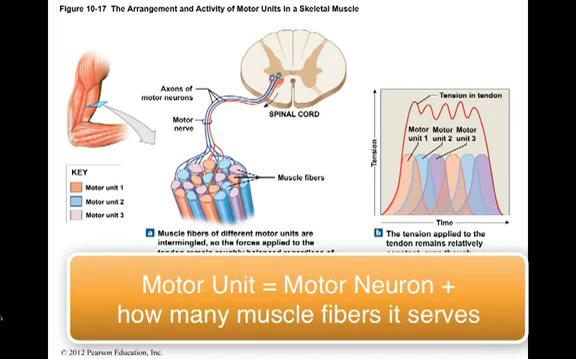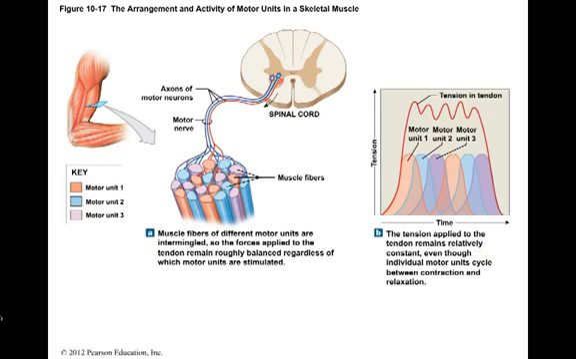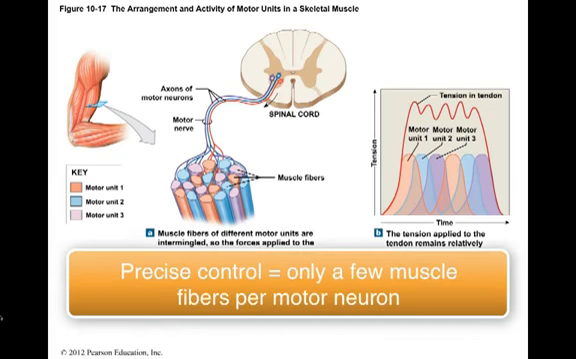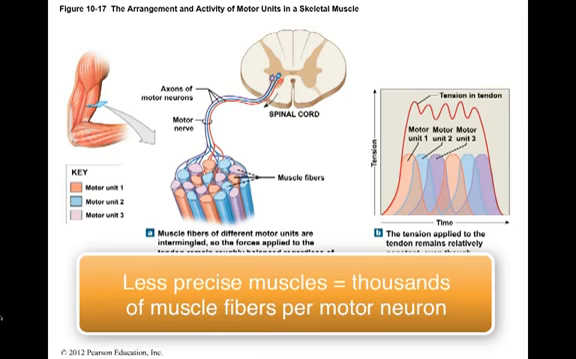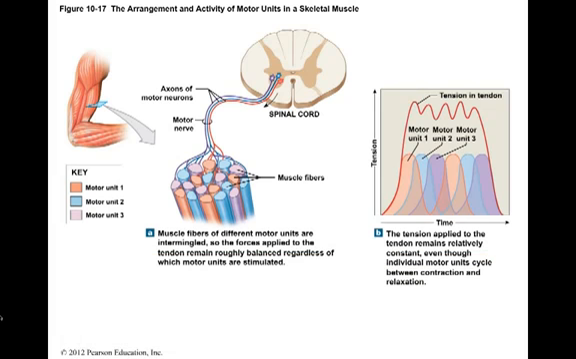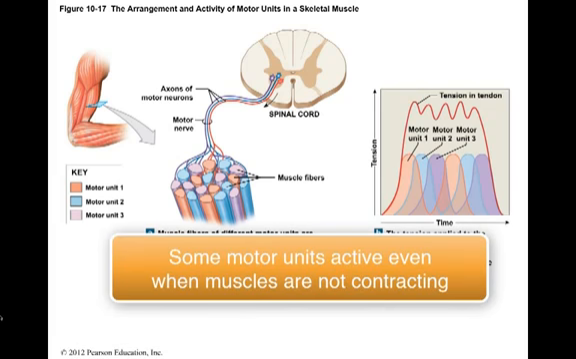The size of a motor unit is an indication of how fine the control of the movement can be. In the muscles of the eye, where precise control is extremely important, a motor neuron may control 4 to 6 muscle fibers. We have much less precise control over our leg muscles, where a single motor neuron may control 1,000 to 2,000 muscle fibers.